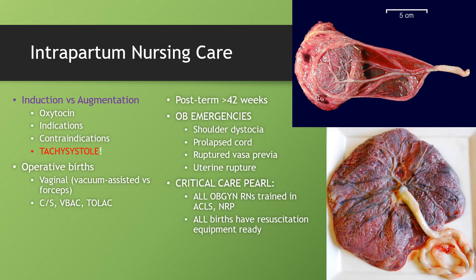With induction, we do things like Prepidil, Cervidil, or Cytotec that can do cervical ripening. These are kind of like hormones, or there are also mechanical devices that can open the cervix. Amniotomy, which is an artificial rupture of the membranes using an amniohook, can induce, augment, or shorten labor. And just like any other time you rupture the membranes, you want to make sure you're assessing the fetal heart rate and looking at the amniotic fluid color, clarity, smell, and amount.